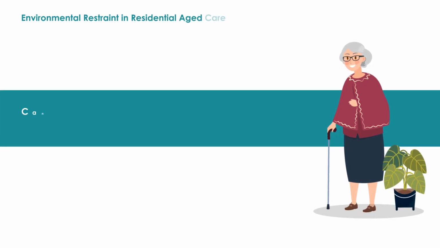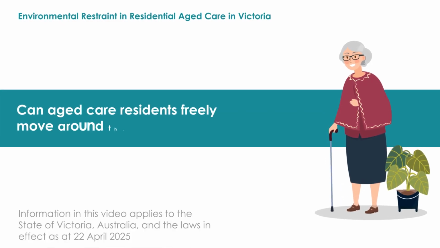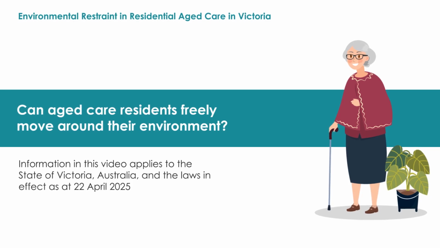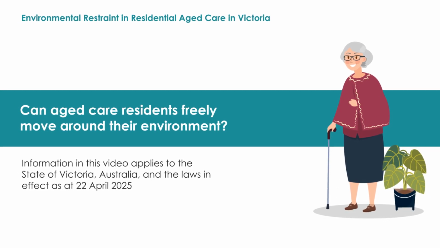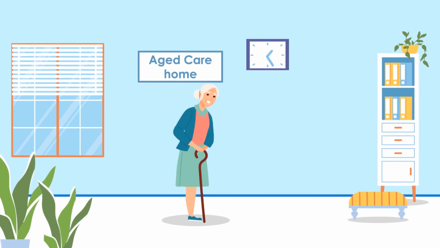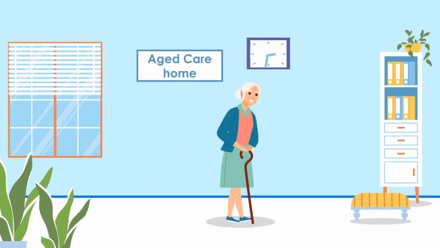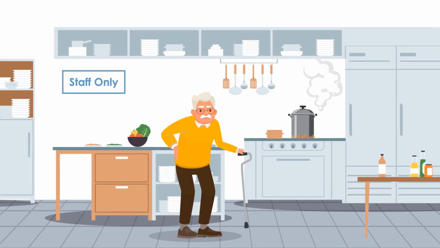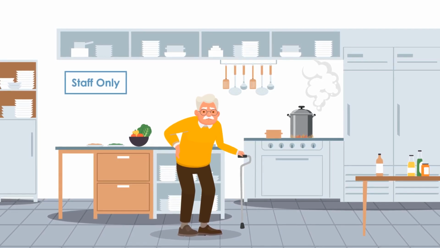Environmental restraint in residential aged care in Victoria. Can aged care residents freely move around their environment? In Australia, an aged care resident generally has the right to move around their aged care facility freely, except where there may be a risk of harm to the resident or others.